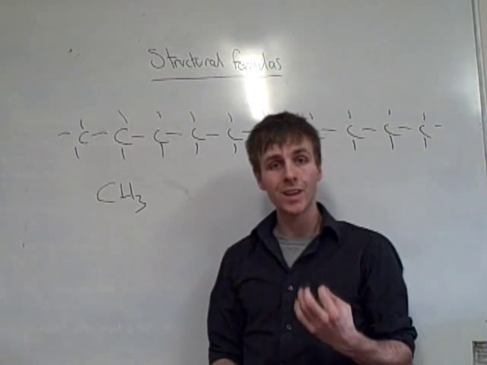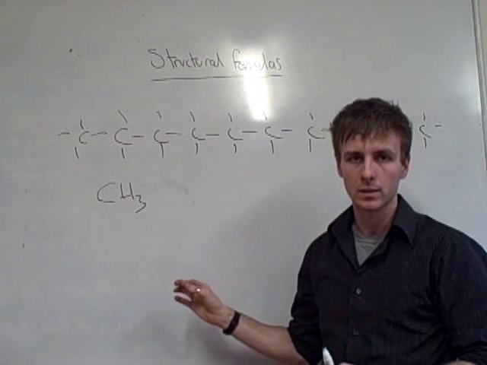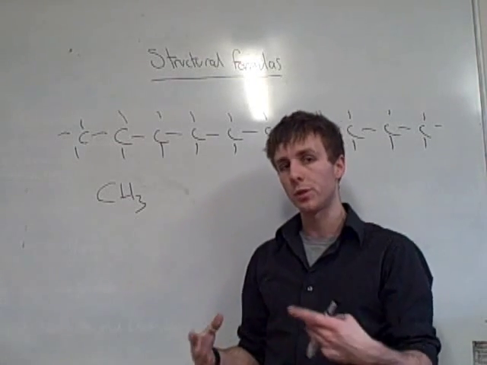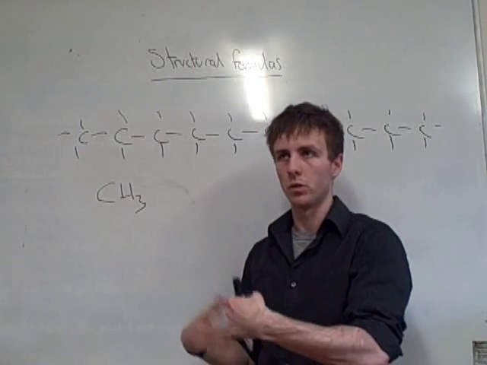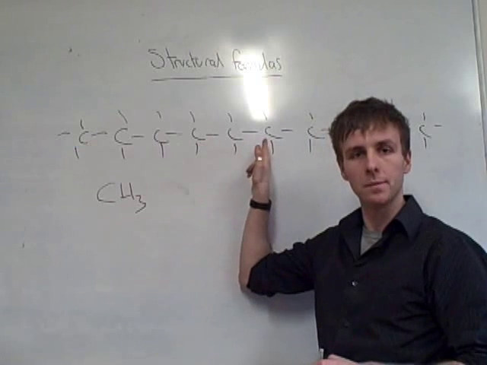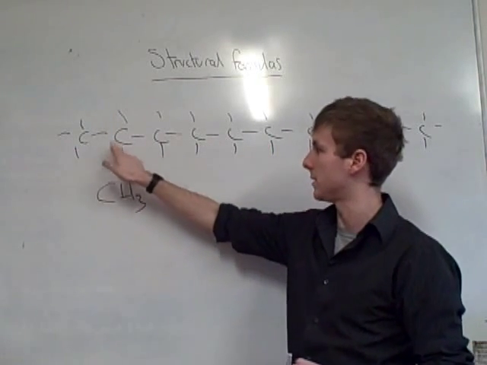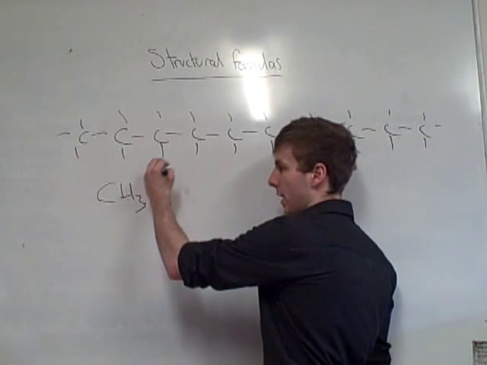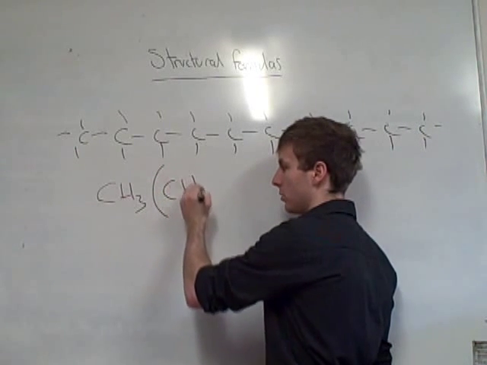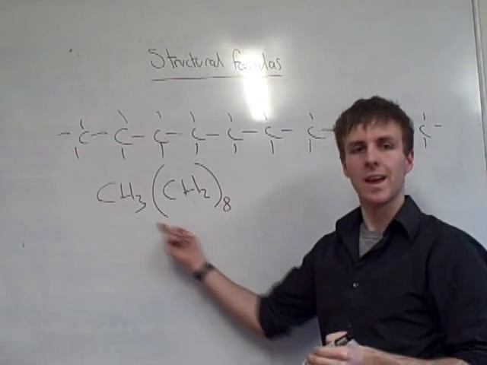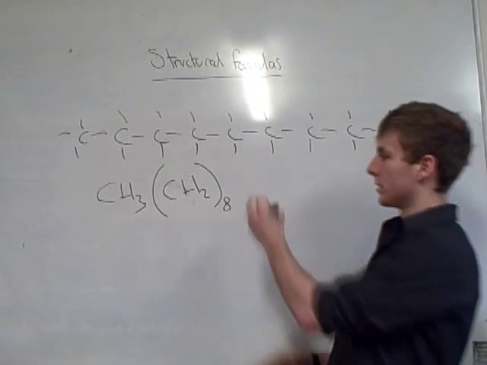Now, if you've got a side group, you have to use brackets. You can't not use brackets in a side group. But you can also use brackets for another reason or another time. And that's if you've got a repeating unit. So I've got CH2 repeated 8 times. So I just put in brackets CH2 with an 8. And that tells me I have this 8 times. And at the end I've got another CH3.